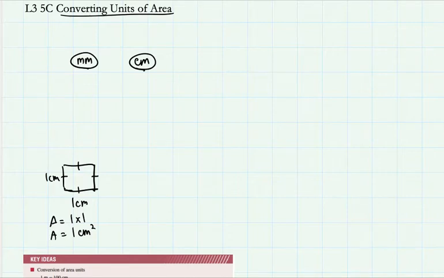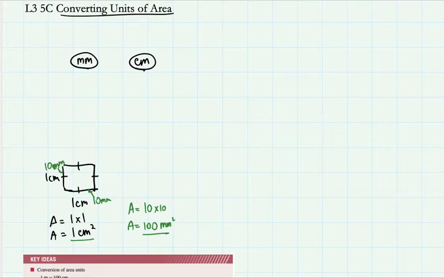Now let's look at this square in terms of millimeters. So in green, I'm going to write 1 centimeter, which is equal to 10 millimeters. The other side is also 10 millimeters. So what's the area of this shape? It's 10 by 10, which is 100 millimeters squared. It therefore stands to reason that 1 centimeter squared is equal to 100 millimeters squared.